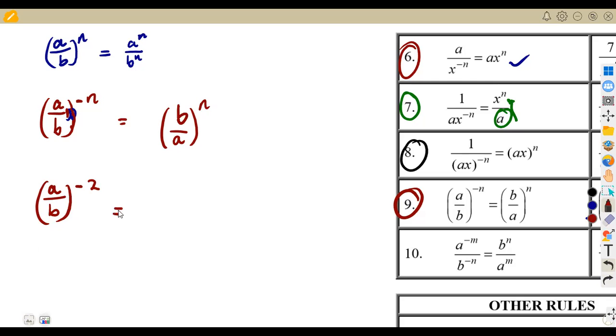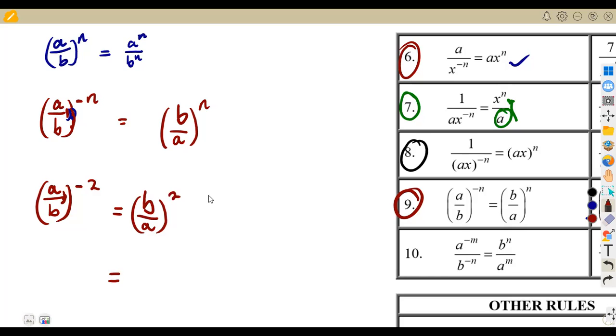So this simply means I'm going to change because I want to use this as a positive. So I'm going to interchange what is inside, so it's going to be b over a. I interchange that. The moment you interchange this, the sign changes also. All right? So it becomes a +2.